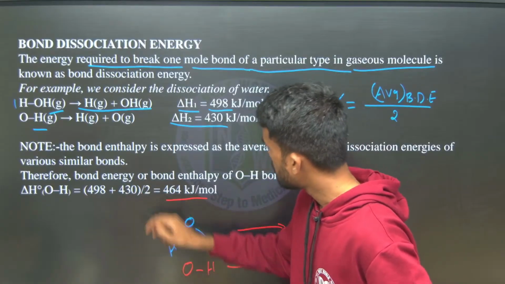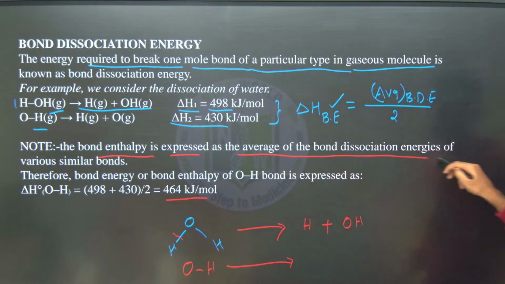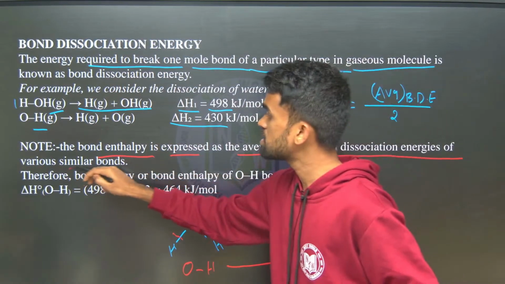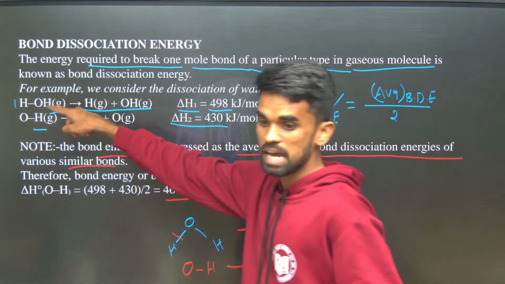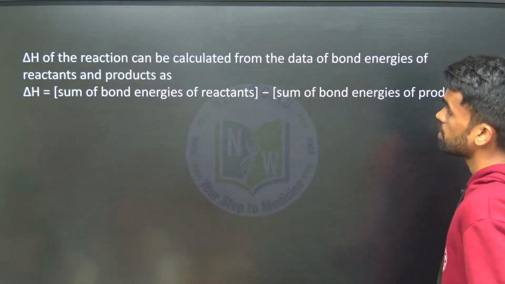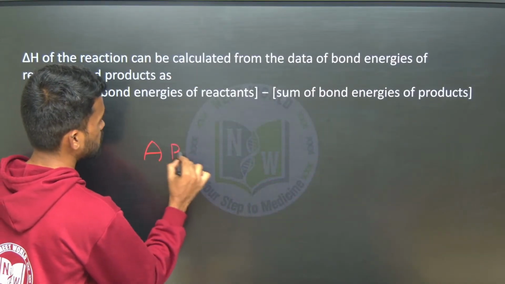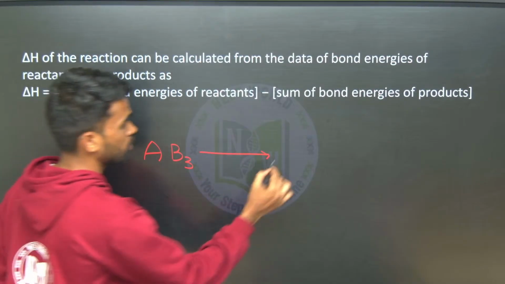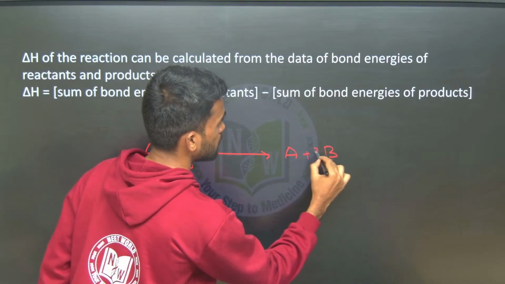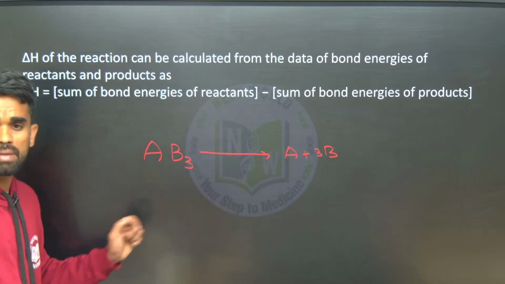So just read here: bond enthalpy or bond energy is expressed as the average of bond dissociation energies of various similar bonds. Dissociation energy is only for gases, no? We should take that in the gaseous state. Okay. So now, for example, I have something like an AB3 molecule. When it dissociates, what are the things formed here? We will get A plus 3B. I mean 3B it can form. It can take place in multiple steps.